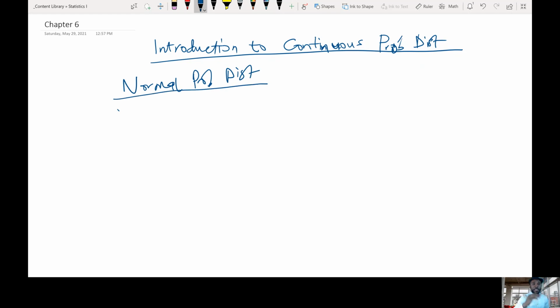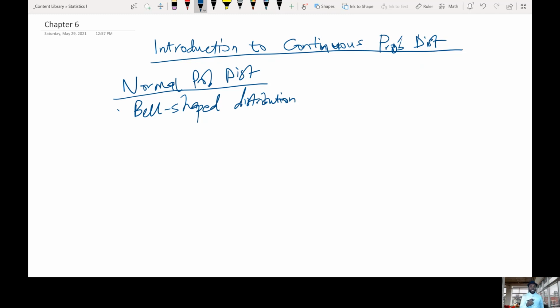So a normal probability distribution, which is generated from a continuous random variable as opposed to a discrete random variable, is a bell-shaped distribution. And by bell-shaped, we're saying that it is symmetrical. So it's symmetrical. And what are the properties of a bell-shaped distribution?